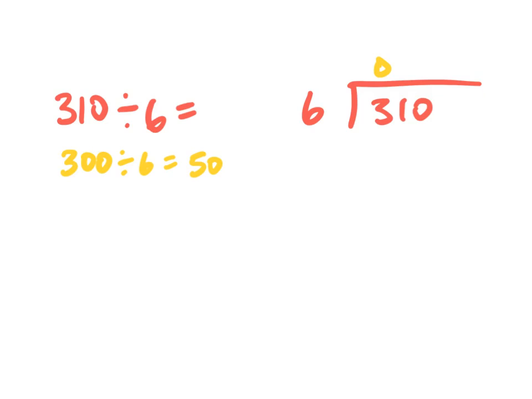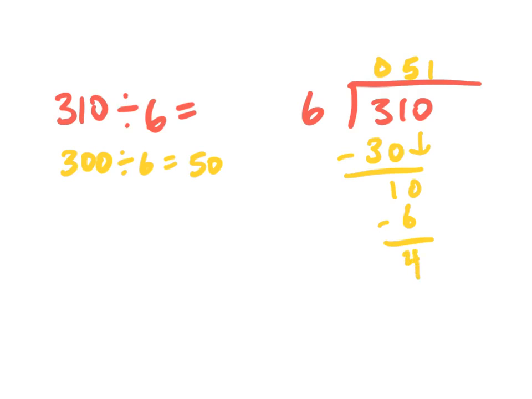6 times 5 is 30, so I know that I can have 5 groups of 6 that fit into 31. Now I can subtract. 31 minus 30 is 1. Bring down the 0. Now I have 10. 6 goes into 10 one time. I'm going to subtract. 10 minus 6 is 4.